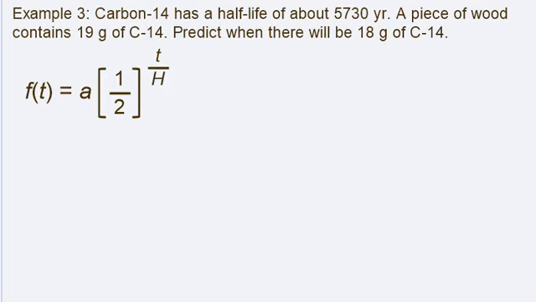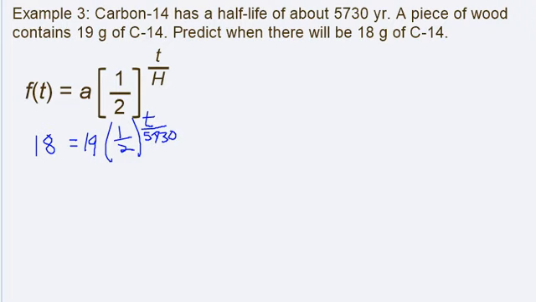So what we can do is plug in the information that we know. We know a piece of wood has 19 grams, and so we can put 19 in for our original amount. Predict when it will be 18, so that's our future amount, and we want to know at what time, how many years will go by for that to happen. And we have 1/2 to the t, that's what we don't know, over the half-life, which was this 5,730 years.